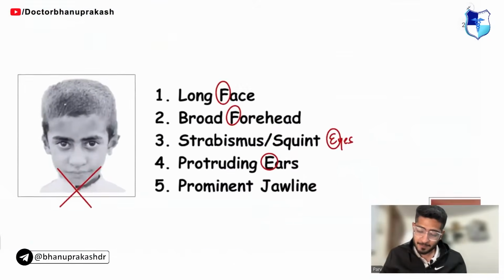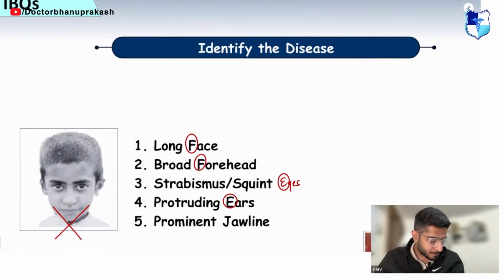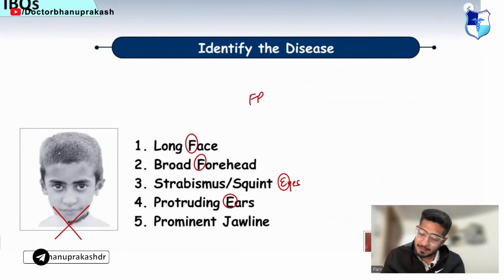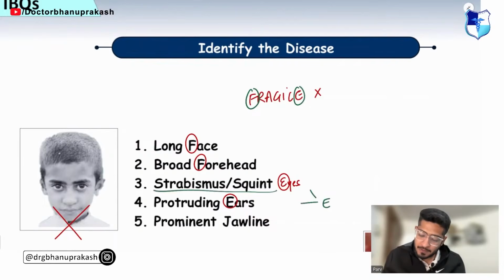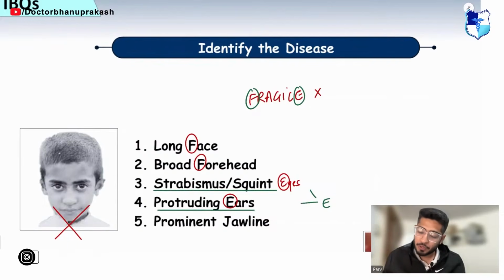Coming on to now this. Identify the disease. Fragile X syndrome. In Fragile X, you have to remember this F and remember this E. So what is E? E is actually for eyes and ears. So eyes have strabismus or squint. E for ears, protruding ears.